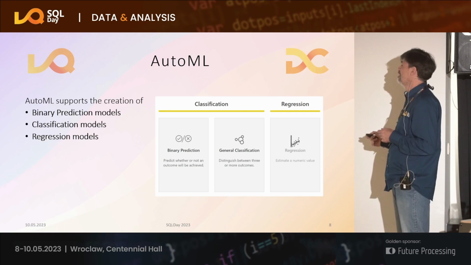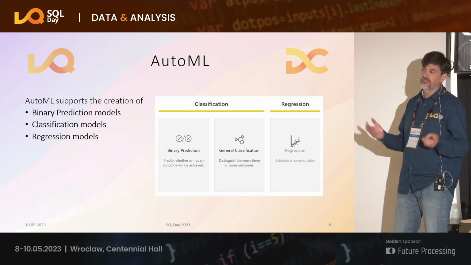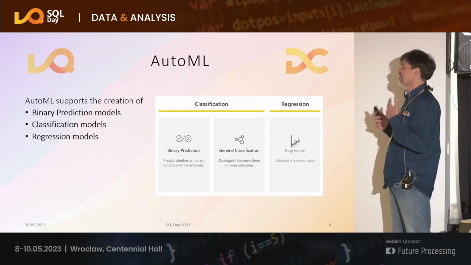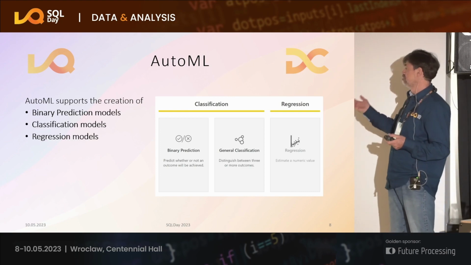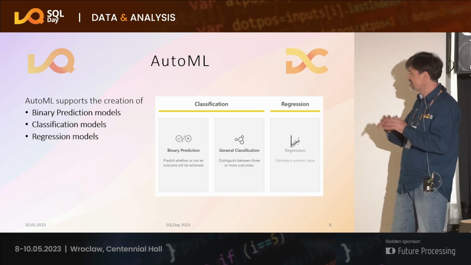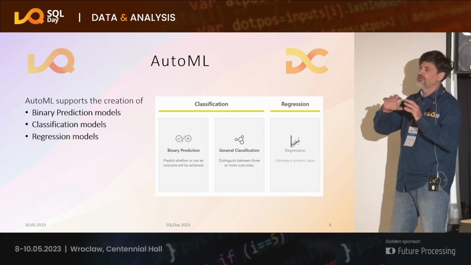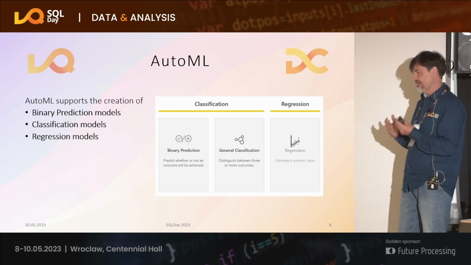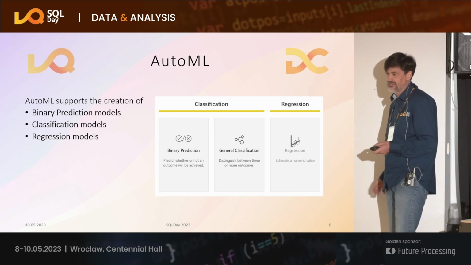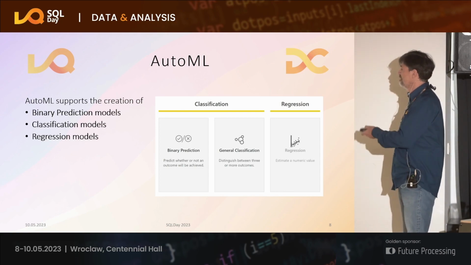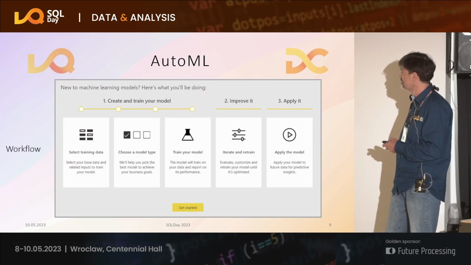General classification. It's a clustering among 3 or more outcomes. So we can categorize customers, sales, products, whatever. So it's the idea of clustering, creating clusters, grouping your data into logical clusters. And then regression, linear regression, is just data value estimation based on data calculation, nothing fancy.